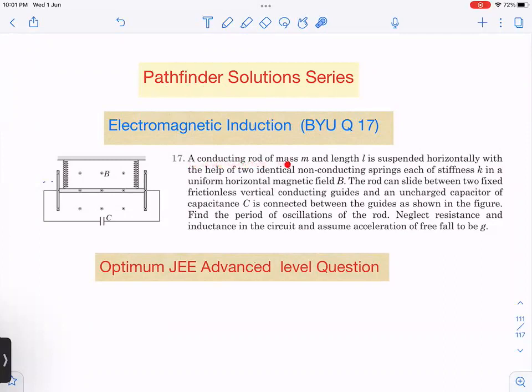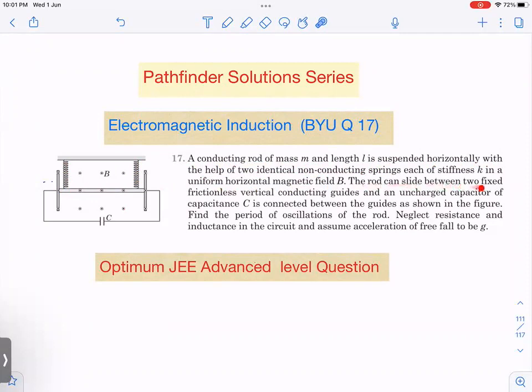There is a conducting rod of mass m, length L. So this is the rod. It is suspended horizontally with the help of two identical non-conducting springs. So these are two non-conducting springs in the uniform horizontal magnetic field B. So this is the magnetic field, dot. It is coming out of the plane.